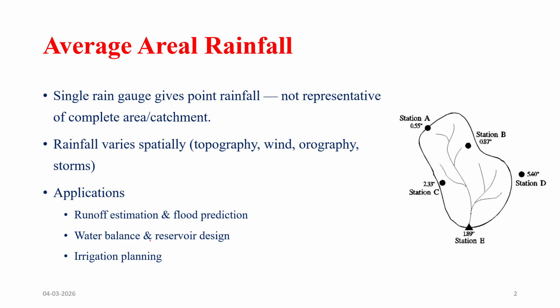In a catchment, there are various rain gauges installed. All the rain gauges may not give the same rainfall quantity during the same storm event. As shown in this figure, each rain gauge in a single catchment gives different precipitation. So, if we need to give representative rainfall data for a catchment, then we need to estimate the average areal rainfall for that catchment.